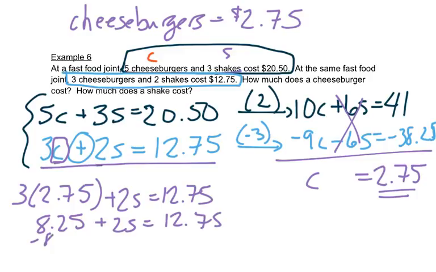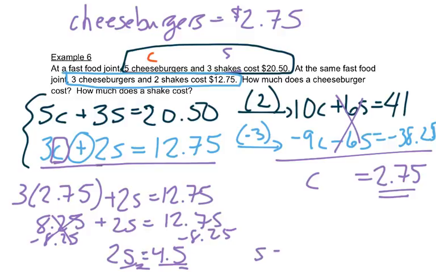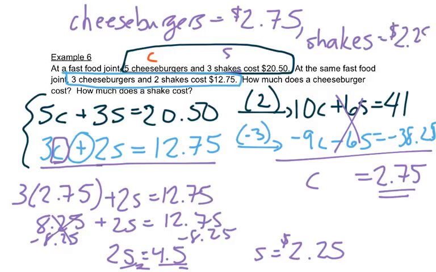I'll subtract 8.25 from both sides. So I have 2S is equal to 12.75 minus 8.25, which is 4.5. And I would divide both sides by 2. And that tells me that S is equal to 2.25. So my shakes are $2.25 each.